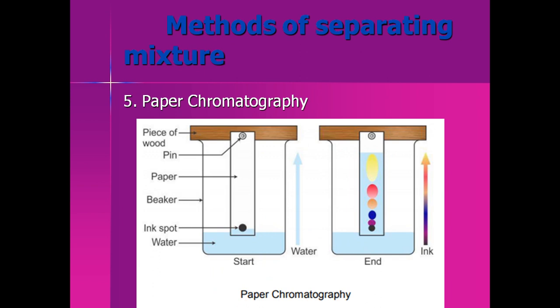Paper chromatography. This method can be used to separate a mixture of colored substances such as those found in black ink. So this is a paper, this is an ink spot, and the different colors are separated on this paper through chromatography.